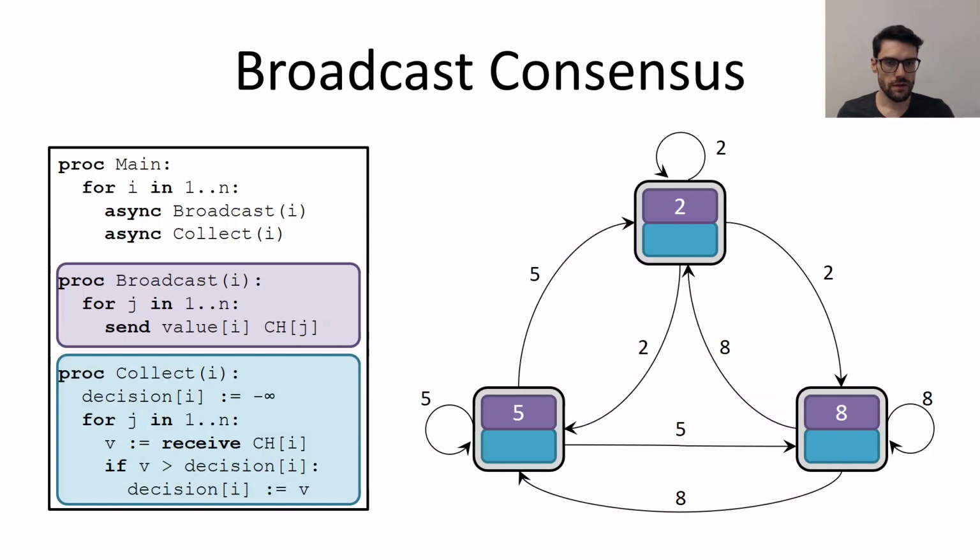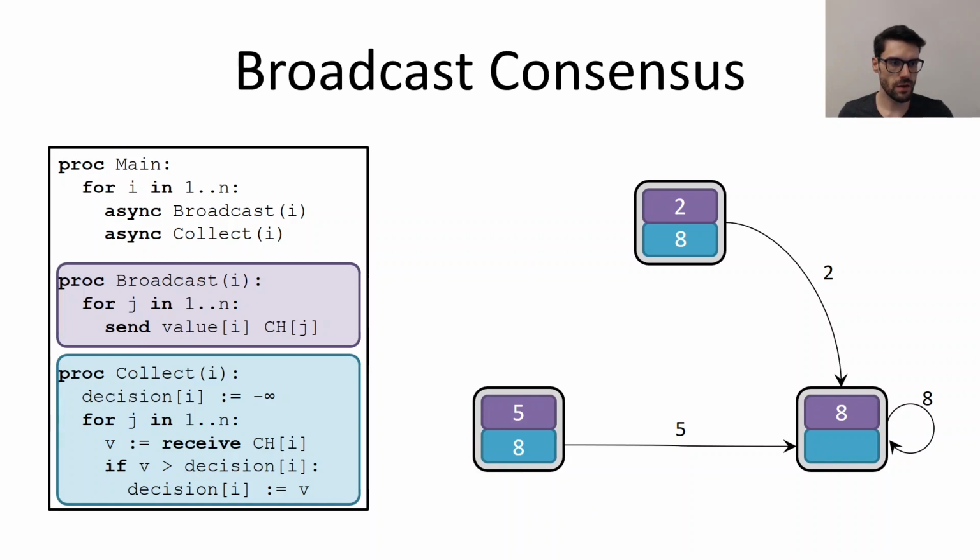Now the blue collect thread collects incoming messages. So if we look at node 2, it receives 2, 5, and 8, and the algorithm is to take the maximum incoming value as the local decision. So node 2 decides on value 8. Similarly, node 5 receives 2, 5, and 8, and decides on value 8. And finally, also node 8 receives 2, 5, and 8, and decides on value 8.